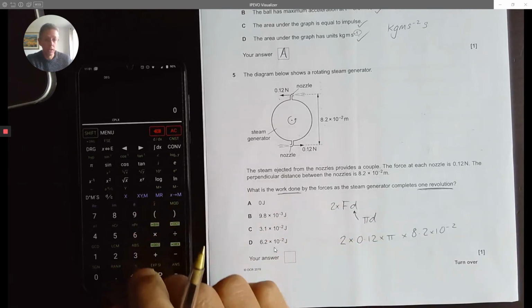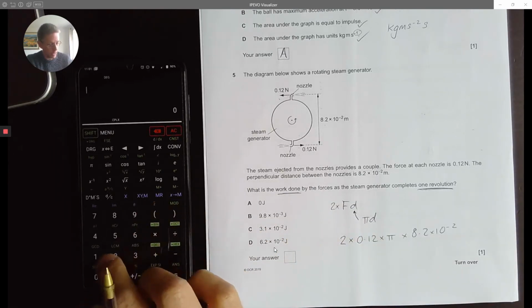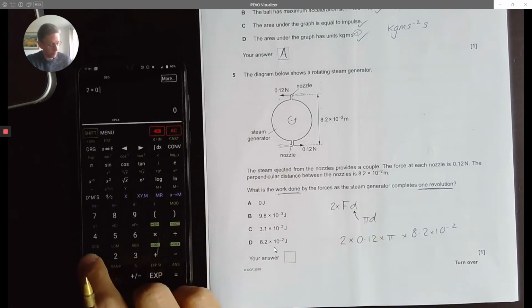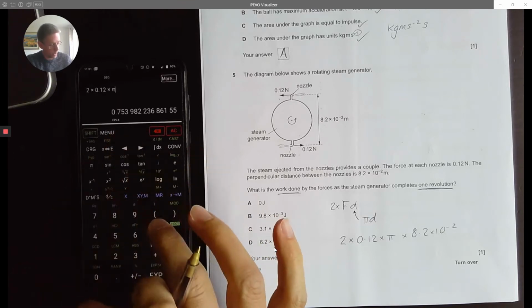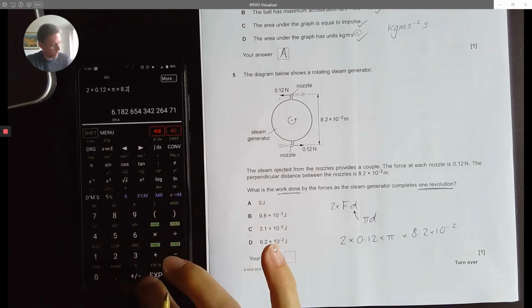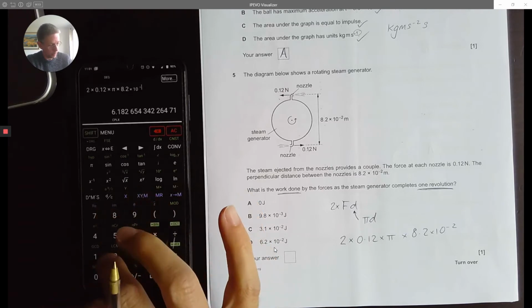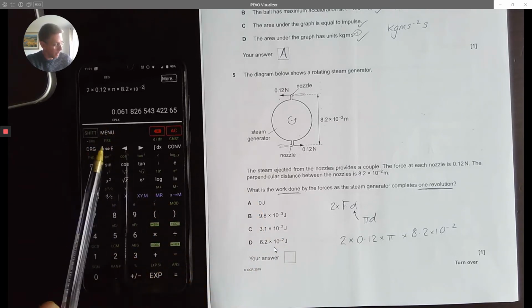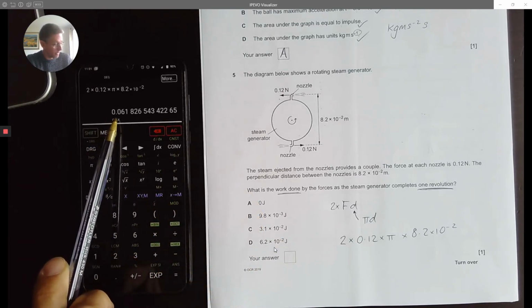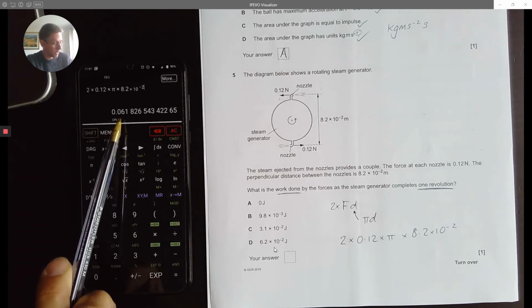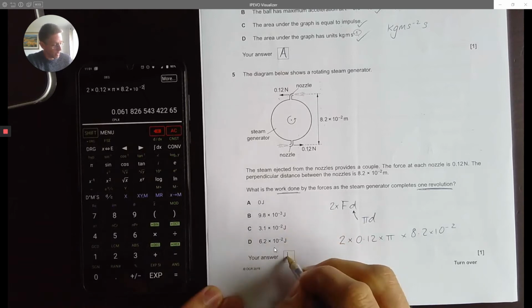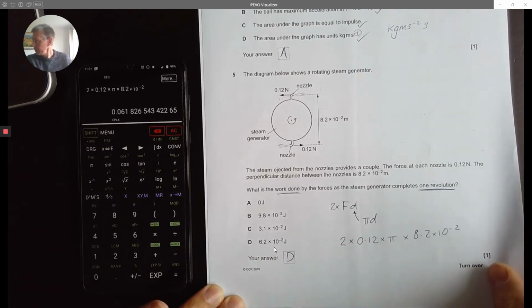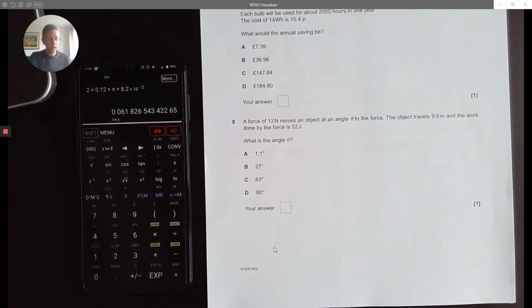So if we just stick that in the calculator, hopefully one of the answers on the page will come out. And so our answer's coming out here at D. If you can have a look at the page, that's 6 times 10 to the minus 2. So our answer is D. Okay, number 6.